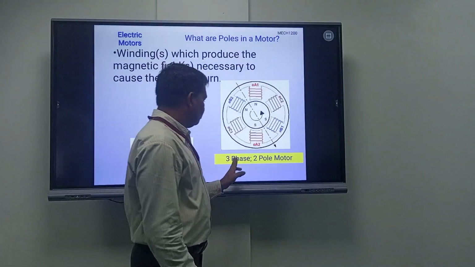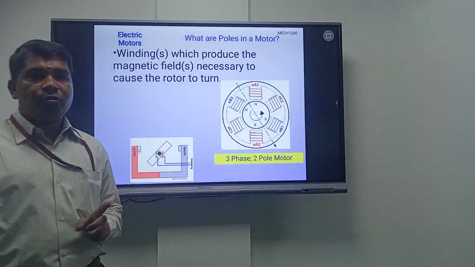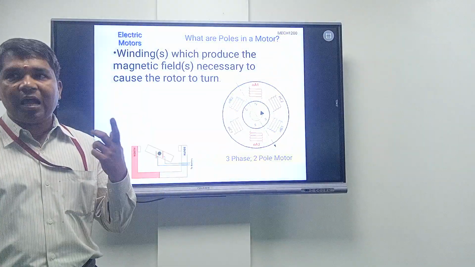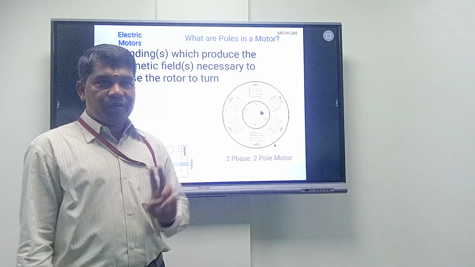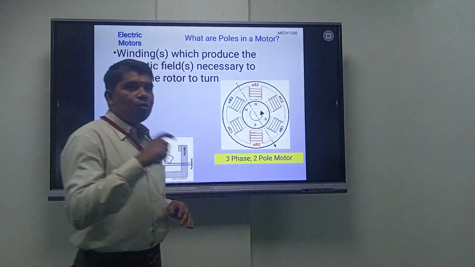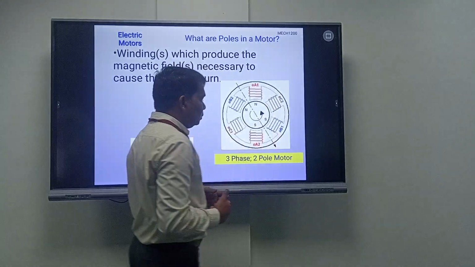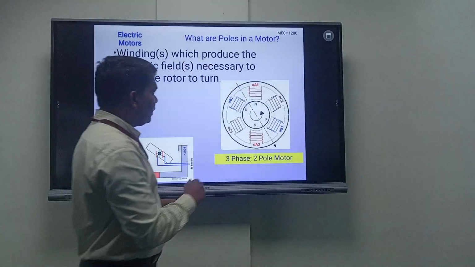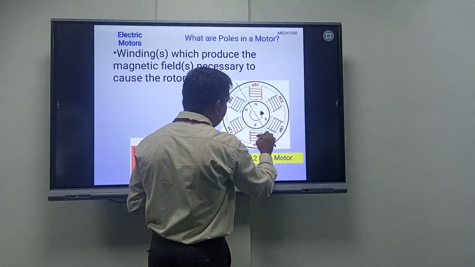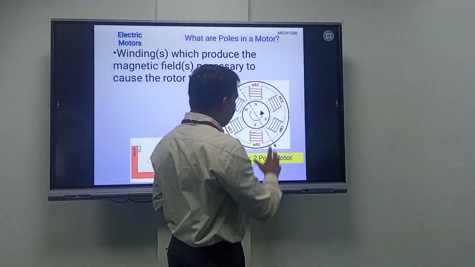Here you can see a 3-phase, 2-pole motor. As I have told you, AC and induction motors can be 3-phase or 2-phase. The 3-phase machine means a 3-phase supply, RYB. The 2-pole means the poles are 2, north and south. The field winding is placed in these poles, which is why this is called a pole.